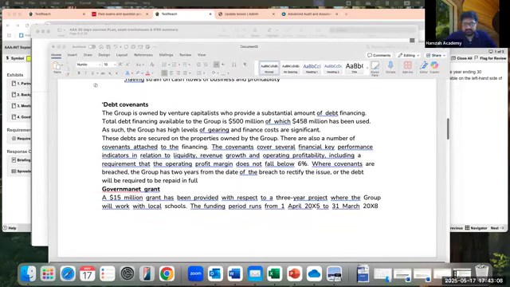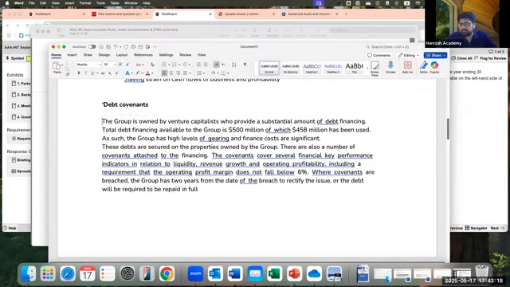The next point is the debt covenant. So you see here, information is in front of you. The group is owned by venture capitalists who provide a substantial amount of debt financing. Total debt financing available to the group is $500 million, of which, yes.